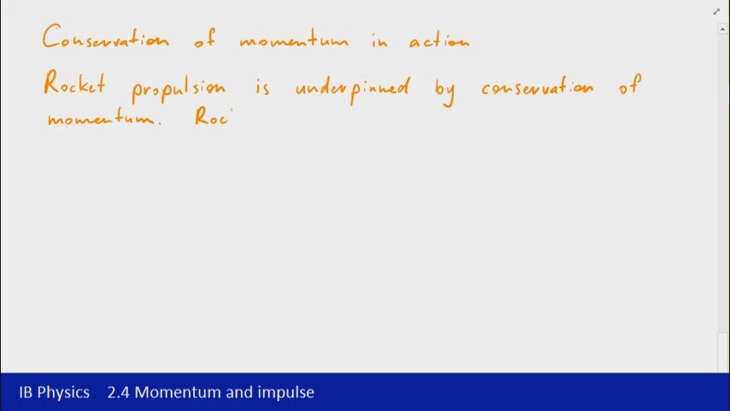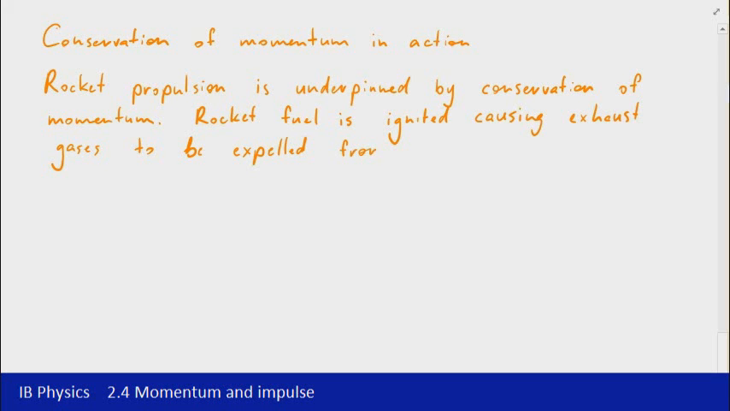So if we think about what happens with a rocket, there is some sort of rocket fuel that is ignited, and the ignition of that fuel causes exhaust gases to be expelled from exhaust nozzles.